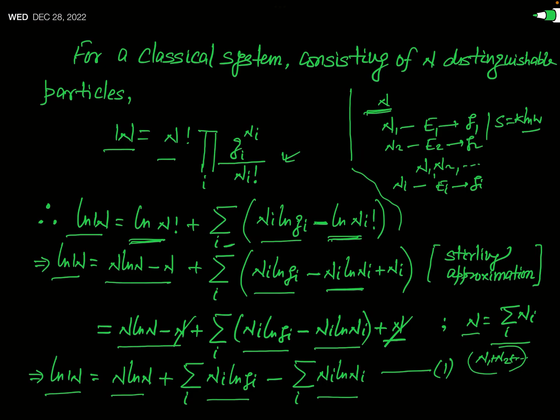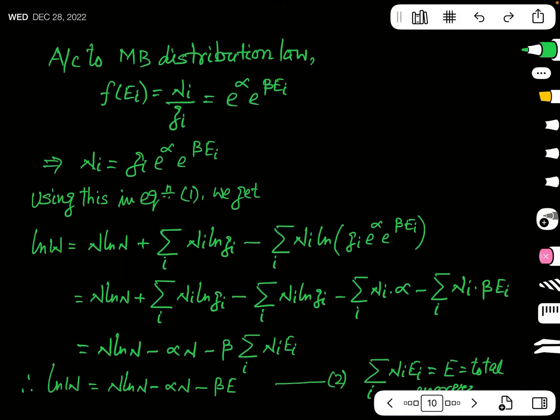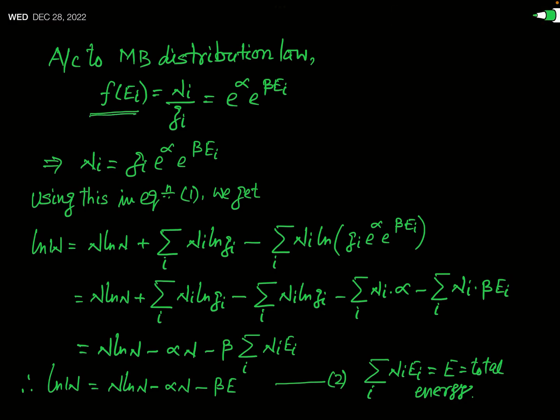Now, by using the Maxwell-Boltzmann distribution law, we can find the value of ni. You have already studied this in the previous lecture. According to the MB distribution law, that is the Maxwell-Boltzmann distribution law, the occupation probability, which is denoted by the symbol F of Ei, what is this F of Ei? You have studied it. This is called occupation probability. And what is this occupation probability? This is the average number of particles per quantum state.